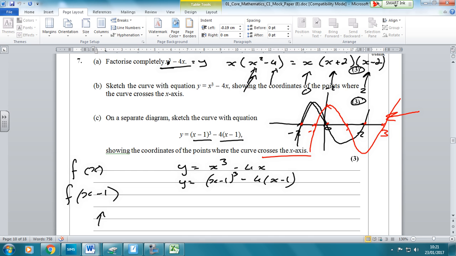And to find out where something goes through the y-axis, you set x equal to 0. So that's going to be 0 minus 1 cubed and 0 minus 1. So minus 1 cubed is going to be minus 1. Minus 4 times by minus 1 is going to be plus 4. So minus 1 plus 4 is going to be 3. You don't need to do that to get the marks on this one, but that's how you would get the marks.